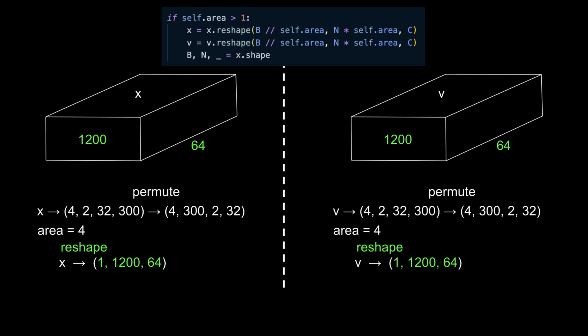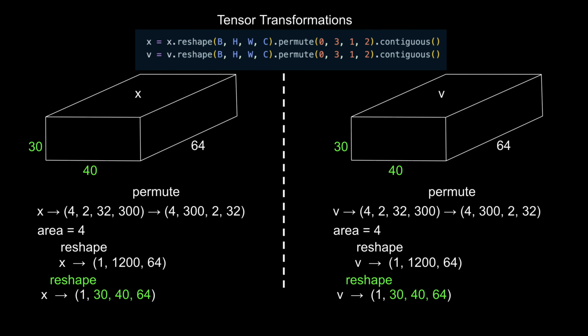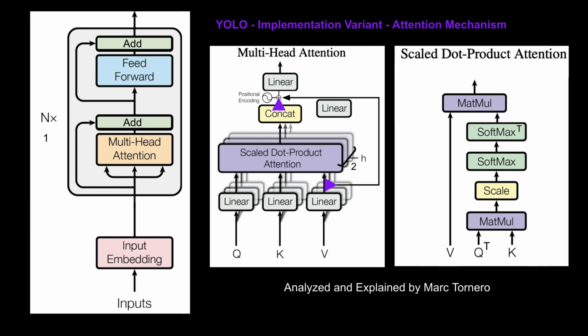Next, since our area is greater than 1, as shown in the code, we reshape the tensor to 1 by 1200 by 64. This prepares it for another reshape, which arranges the values into a 30 by 40 spatial layout. Finally, we apply one more permute, which reorganizes the dimensions into the format you see here: batch, channels, height, and width. We now have both tensors in the correct shape and format for the next step. And in particular, we'll focus on the reshaped value tensor to apply what's known as positional encoding.